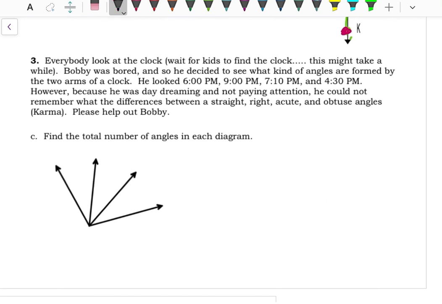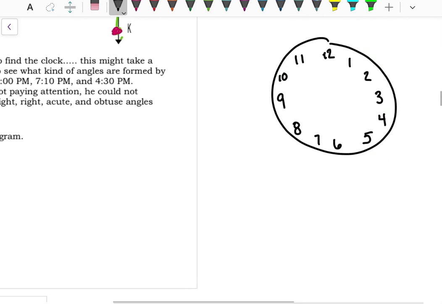Great. Number 3, everybody look at a clock, like an actual clock, not a digital clock. Bobby was bored, so he decided to see what kind of angles are formed by the two arms of a clock. He looked at 6 p.m., 9 p.m., 7:10 p.m., and then 4:30 p.m. However, because he was daydreaming and not paying attention, he could not remember the differences between straight, right, acute, and obtuse angles. So please help Bobby. First, let's look at 6 o'clock.